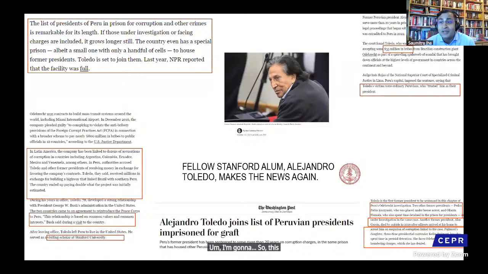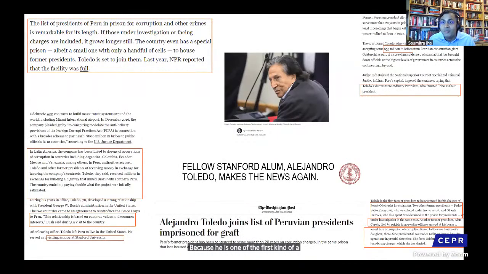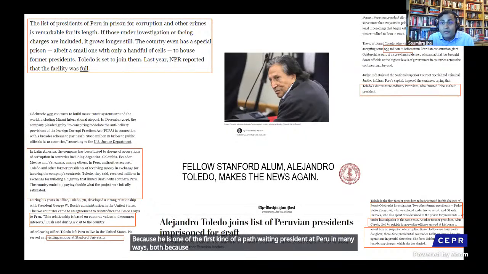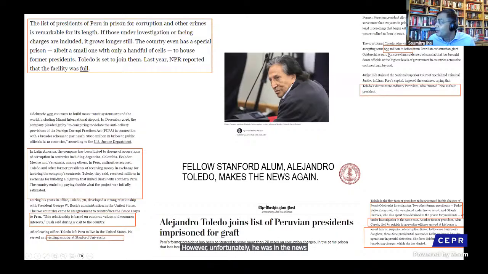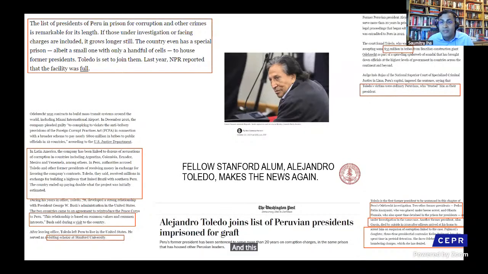So this is actually a very famous Stanford alum, Alejandro Toledo, who, as many of you know, is the former president of Peru. But he actually went through our PhD program in economics for a spell as well, and we're very proud of him because he was one of the first path-breaking presidents of Peru in many ways, both because of his identity, but also because of his sheer accomplishment of becoming president of such a country. However, unfortunately, he was in the news more recently for taking $35 million in bribes. And in fact, the news talks about how his victims were ordinary Peruvians who trusted him. And this made this conviction even more troubling in many ways.